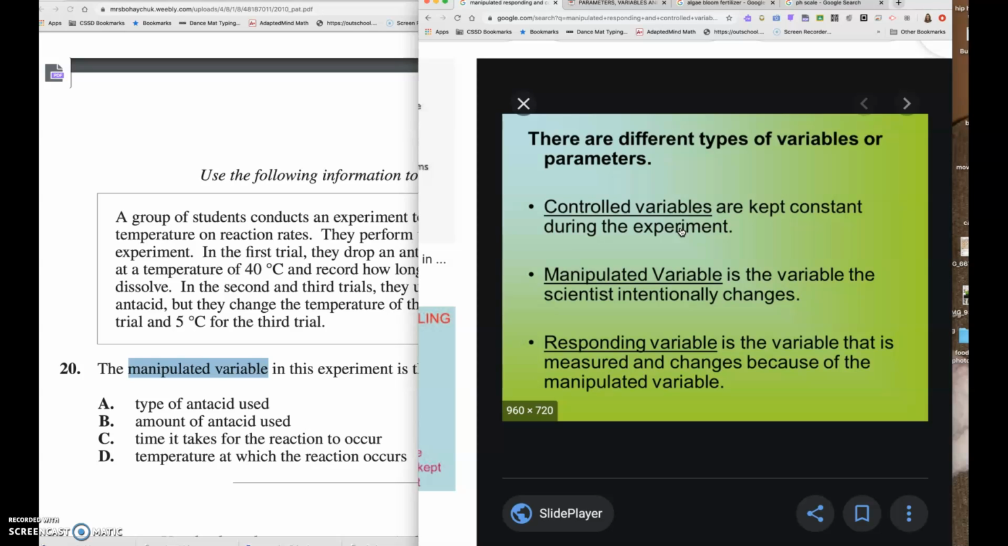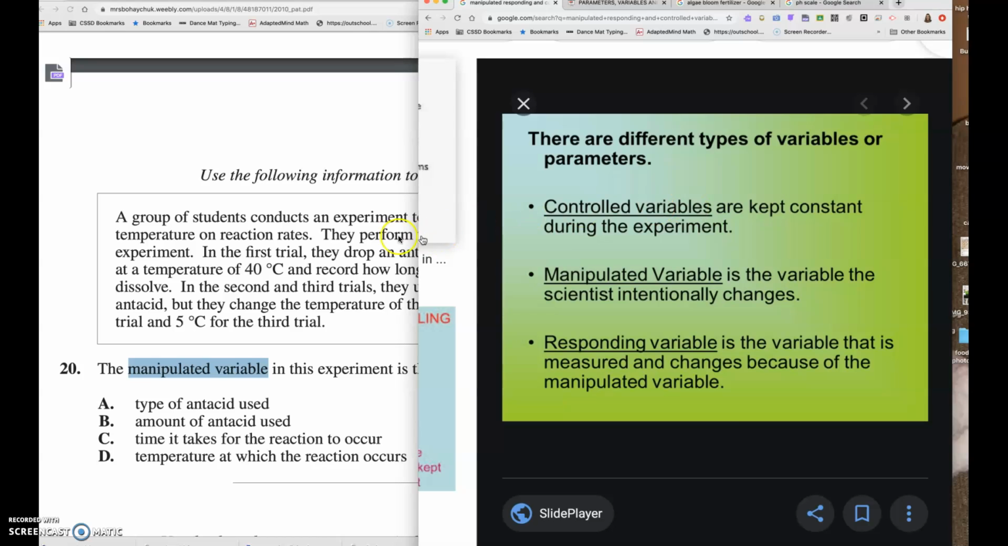So that's you're changing the temperature, or the concentration, or the color, or whatever. So manipulated is what you change. Then the responding variable is what happens because you changed something. So if you add 10 drops of blue food coloring, that's going to be a lot darker than 5 drops. How much food coloring you add, that's your manipulated variable. Responding variable is how dark the substance is, and then your controlled variables would be what you're dissolving in, like water, or having the same temperature, or whether you stir it or not.